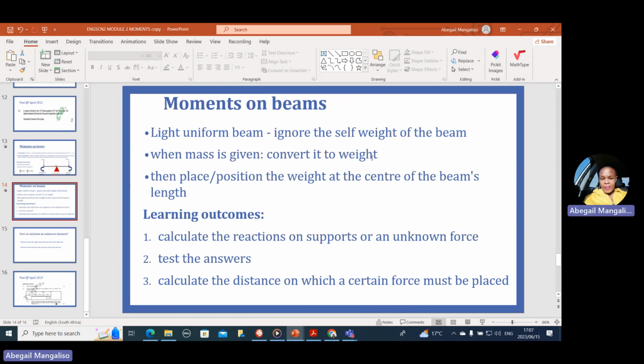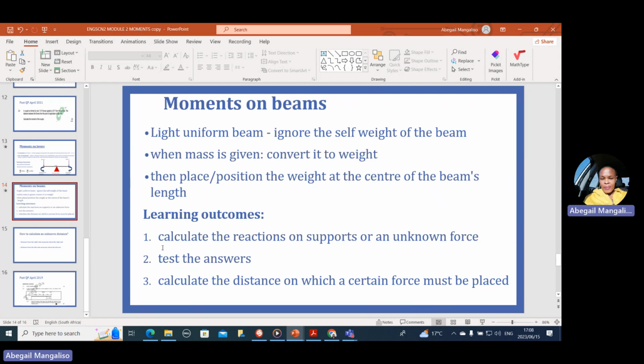After converting it to newtons, you place or position this weight at the center of the beam length. If your beam is 10 meters, we place it at the center of 10 meters, which will be 5 meters from either side. Now, learning outcome. We will be calculating the reactions on the supports, or the unknown force. You can be given one of the reactions and the other forces, the point loads, and the question will be to calculate the unknown force.